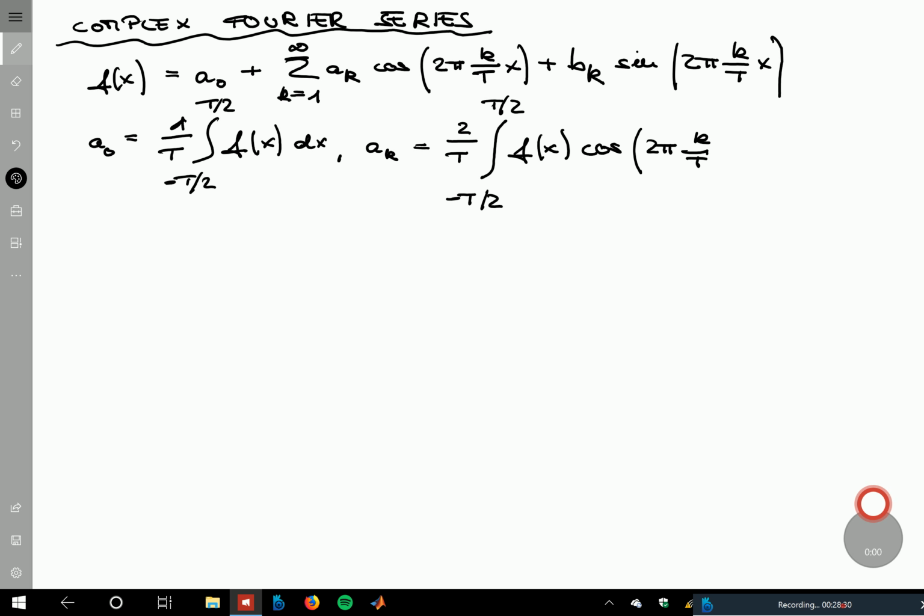So f(x) times a cosine function of a given frequency. Maybe this is something to think about at home: to understand what these coefficients mean, think about what it means that you multiply f with a cosine or sine of a given frequency, and in which sense this measures the covariation of f(x) and the cosine.